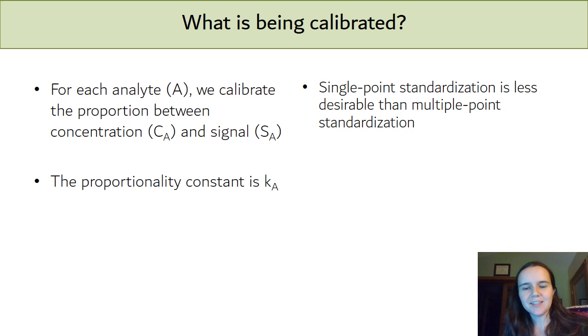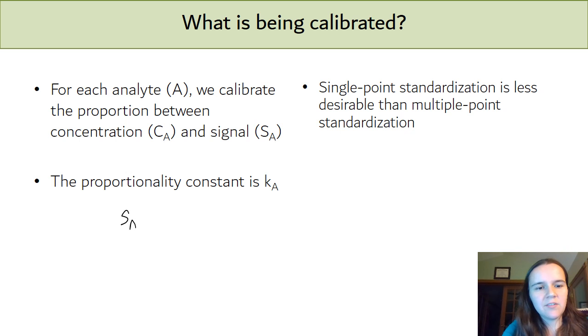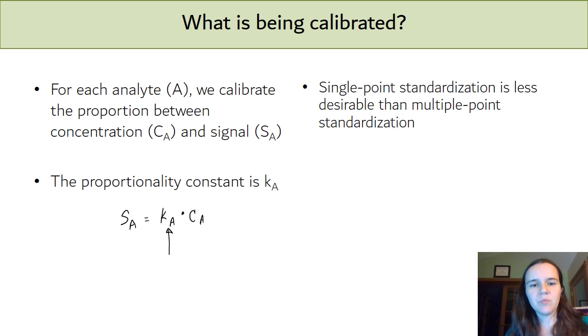What's being calibrated is that for each analyte, which we will term A, we calibrate the proportion between the concentration of the analyte and the signal, and the proportionality constant is Ka. So in essence, the signal for an analyte is equal to some proportionality constant for that analyte times the concentration of the analyte. So really what's calibrated is Ka. We want to know what is the response for our sample under these conditions using this instrument.